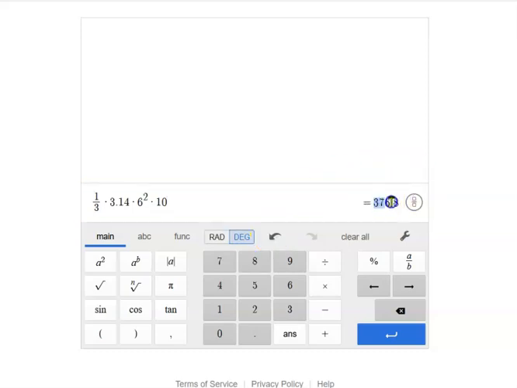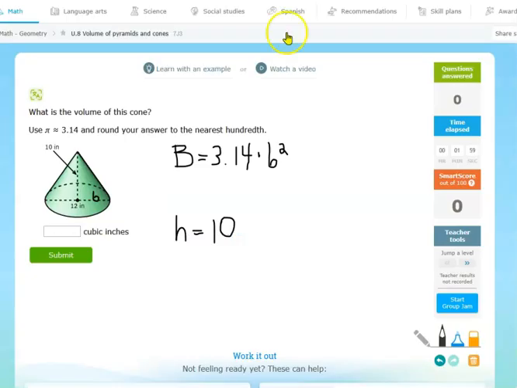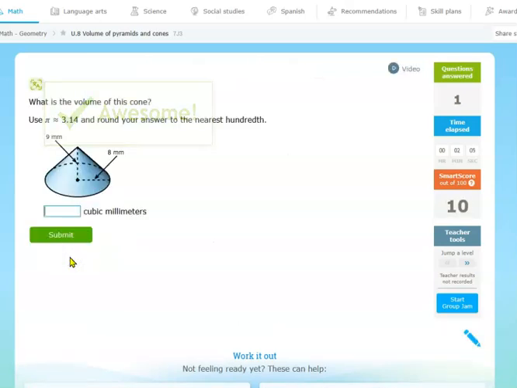All right, there's our answer. We're rounding to the nearest hundredth, which is 2 digits to the right of the decimal point. So there's no rounding needed. We don't even have 2 digits here. So our answer is going to be 376.8. Let's go ahead and submit.